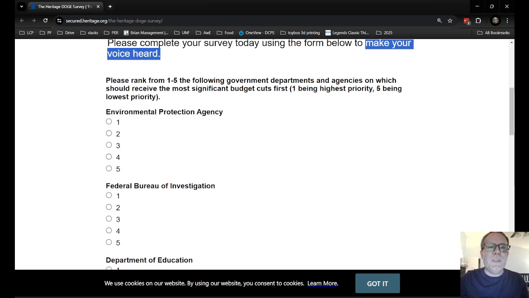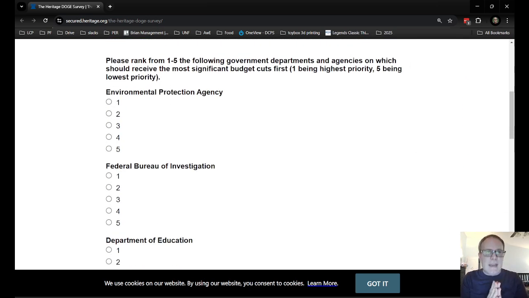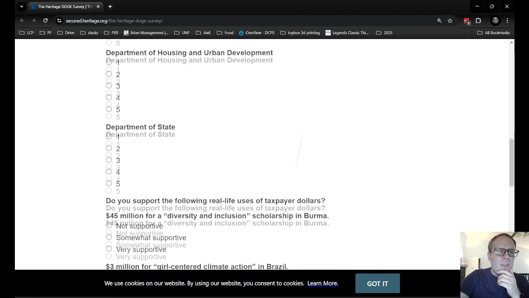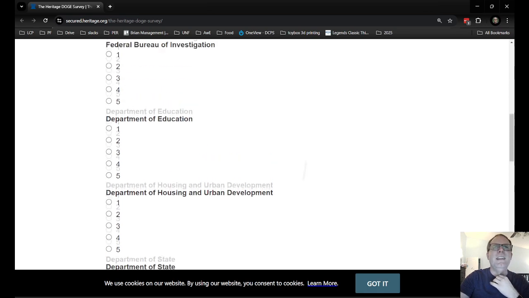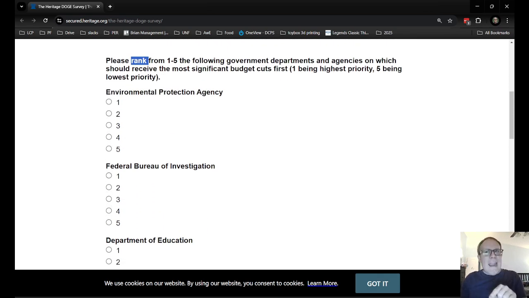Okay, let's start this. Okay, we've got a ranking task. Is it ranking? Hang on. Please rank from 1 to 5 the following government departments and agencies on which should receive the most significant budget cuts first. Okay, let's try to unpack this sentence. So please rank. Rank to me suggests I'm going to put 1 at the top and 1 at the bottom and kind of fill in the rest. But it doesn't look like that's how I do that. This isn't a sliding scale. This is asking me to rate each department and agency.